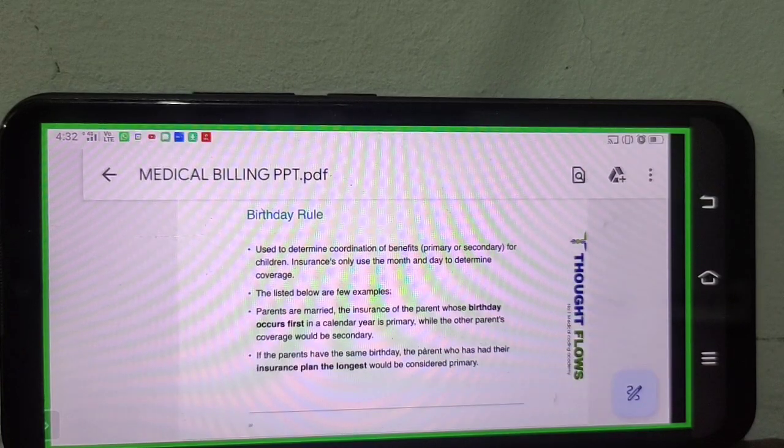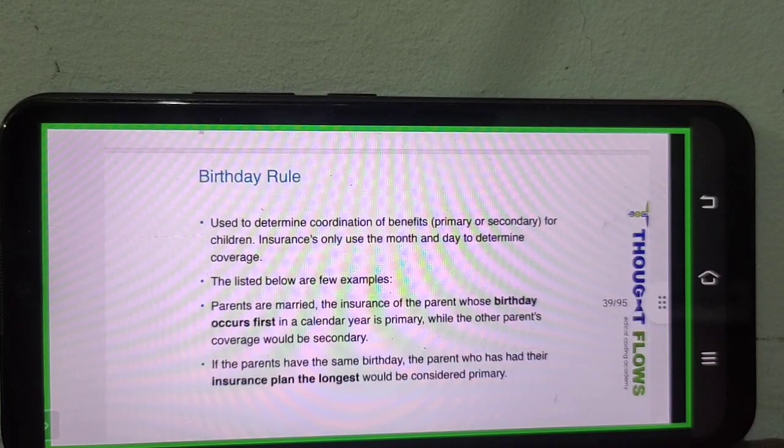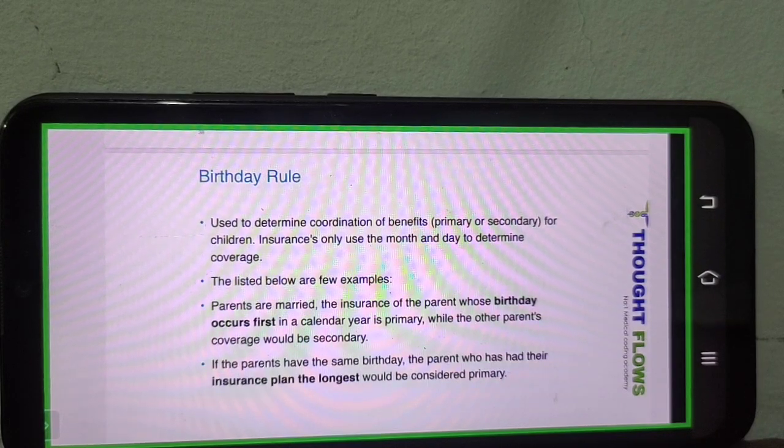Then the birthday rule. Birthday rule is nothing but, guys, please listen. In a family, mother and father both have separate insurance policies. In that case, the insurance company uses one method to find out whose policy is primary for their dependents.